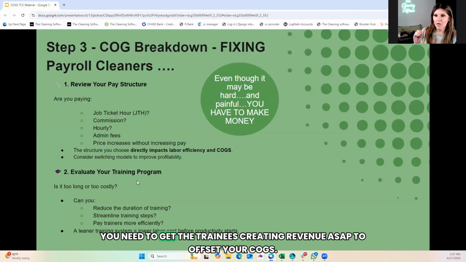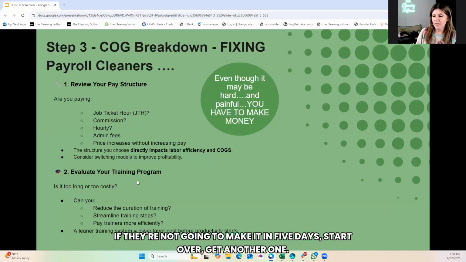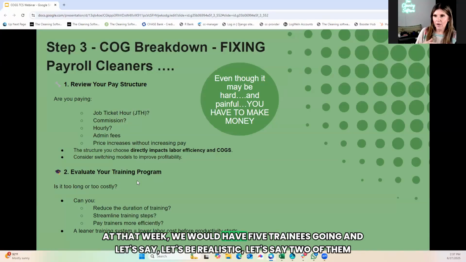You need to get the trainees creating revenue ASAP to offset your COGS. So we reduced our training time from like 2 weeks to 5 days. If they're not going to make it in 5 days, start over. Get another one. At that week, we would have 5 trainees going, and let's be realistic, let's say 2 of them make it.